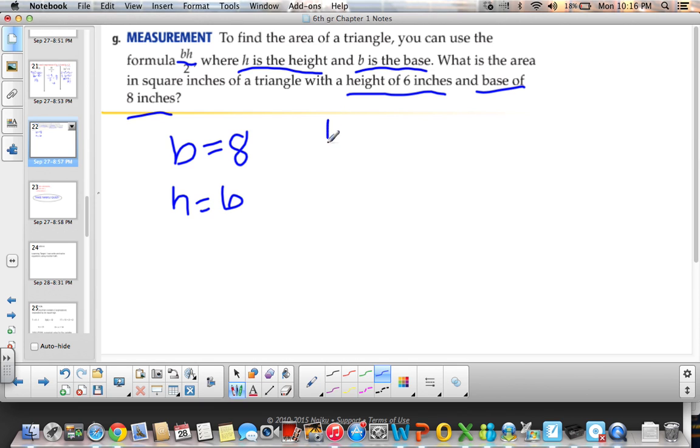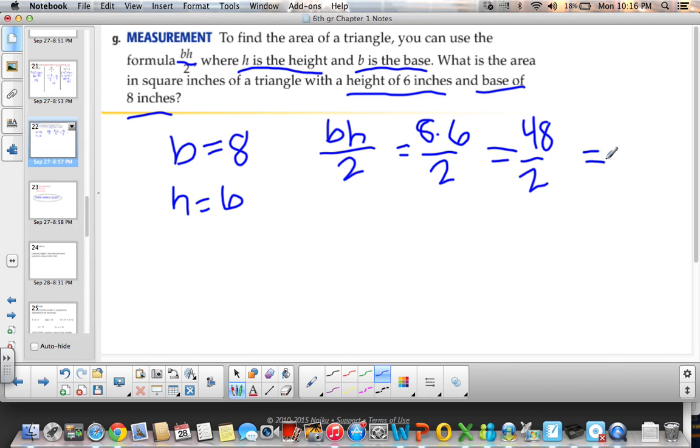So bh, which remember is the same as base times height, divided by 2. So now we're going to plug it in. 8 times 6 divided by 2. So 8 times 6 equals 48 divided by 2 equals 24 inches, and because it's area, it would be 24 inches squared.